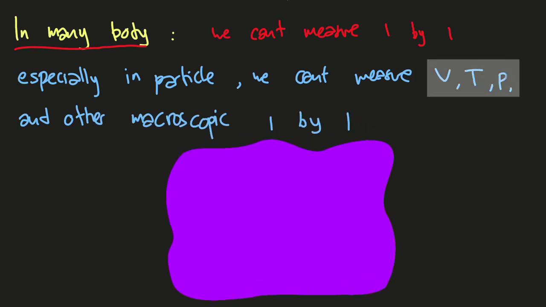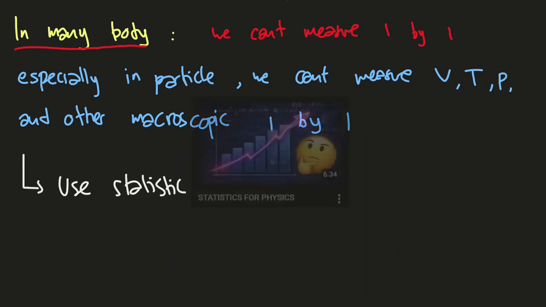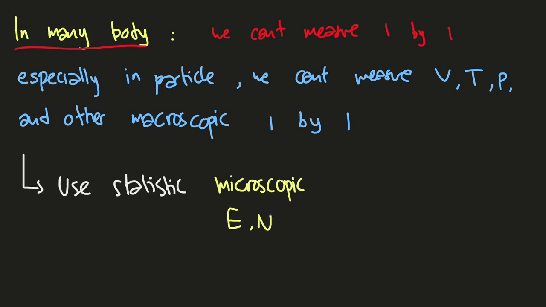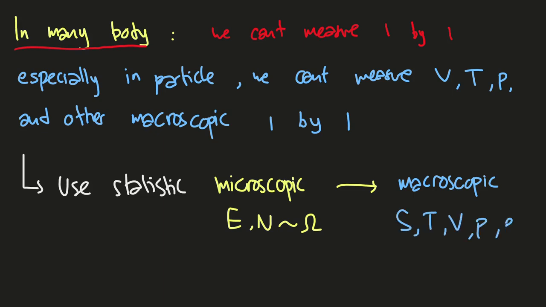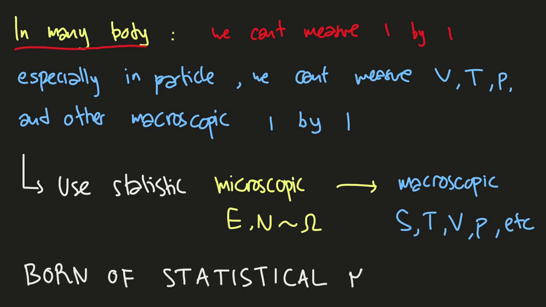Because these three, and the others of course, are macroscopic quantities that measure something averaged over this group or collection of particles. That's the crucial point. So to solve this problem, since we can't measure one by one, why don't we use statistics, just like in my previous video. Here we use microscopic measures like energy and number of particles, which relate to omega, the number of possible states. Then we get macroscopic measures like entropy, temperature, volume, pressure, and so on. This concept is the key to the birth of statistical mechanics in physics.